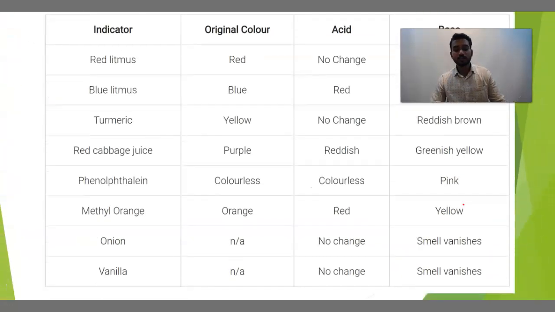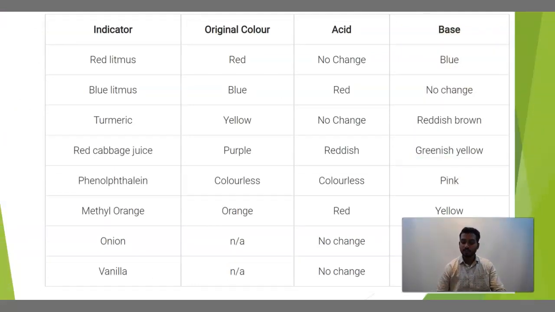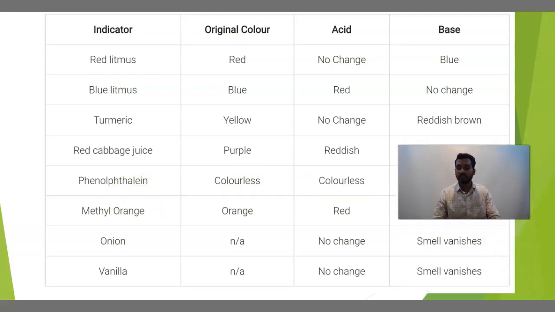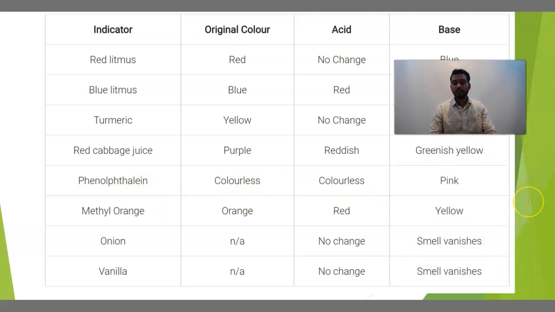Done? Next, we have got certain things in this table. Indicators, original color, acid and base. When they react with acid, what changes? When they react with base, what changes? Red litmus, original color is red, no change with acid, blue with base. Blue litmus, blue, red, no change. Turmeric, yellow, no change, reddish brown. Red cabbage, purple, reddish, greenish. Phenolphthalein, colorless, also colorless with acid, but with base it is pink. Methyl orange, orange, red, yellow. Onion, no change, smell vanishes, we can observe. Vanilla also no change, smell vanishes, we can observe.